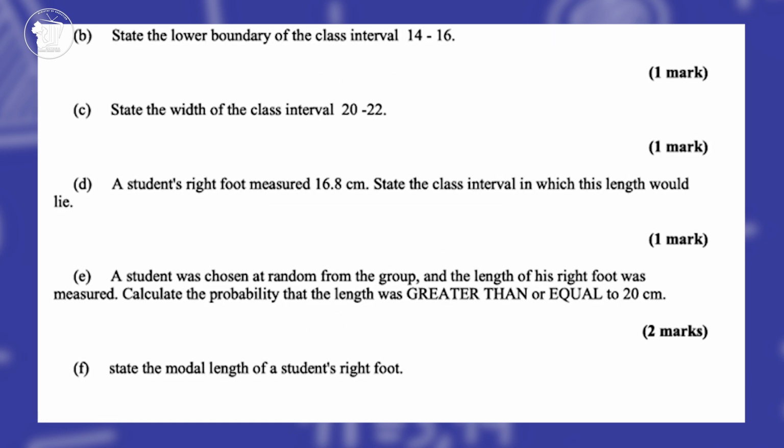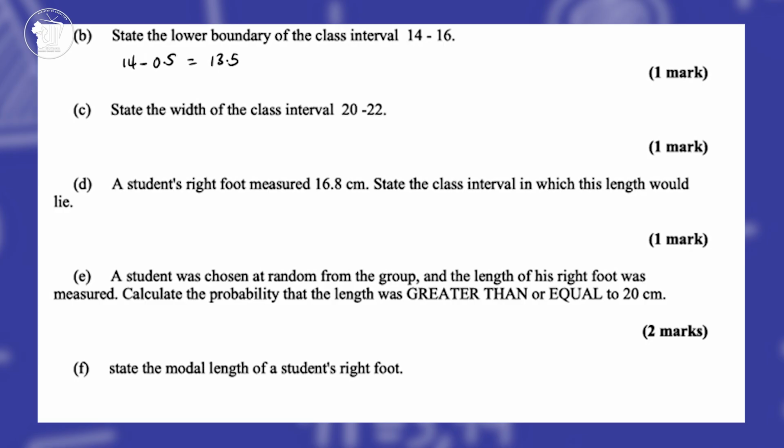Now let's answer this question. It says, state the lower boundary of the class interval 14 to 16. The lower boundary of this class interval would just be, we take this 14 and subtract 0.5. This gives me 13.5 as the lower boundary. As easy as that. If they had asked for the upper boundary, I would have added 0.5 to the 16. Nevertheless, it asks us for the lower boundary.